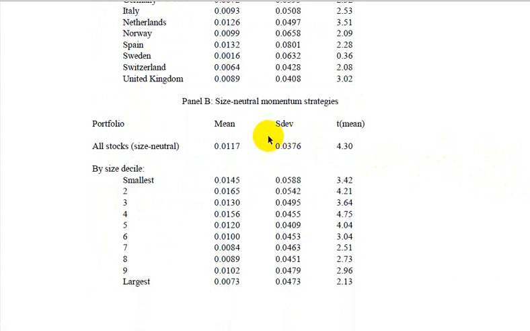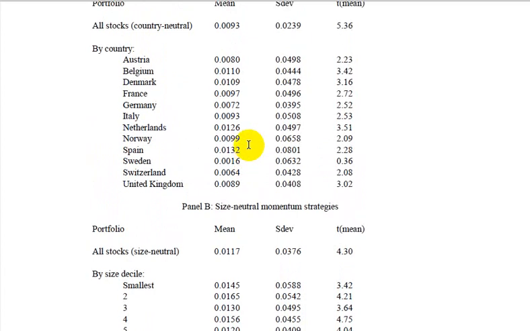Here, like we've seen in the prior tables, we have the winner minus loser returns with the standard deviation and the t-statistic for that mean. And it looks like we have each of the size deciles split up to show the average return for each. So let's take a look at those. For the overall size neutral portfolio, we see that there is a return of 1.17% for the momentum strategy.